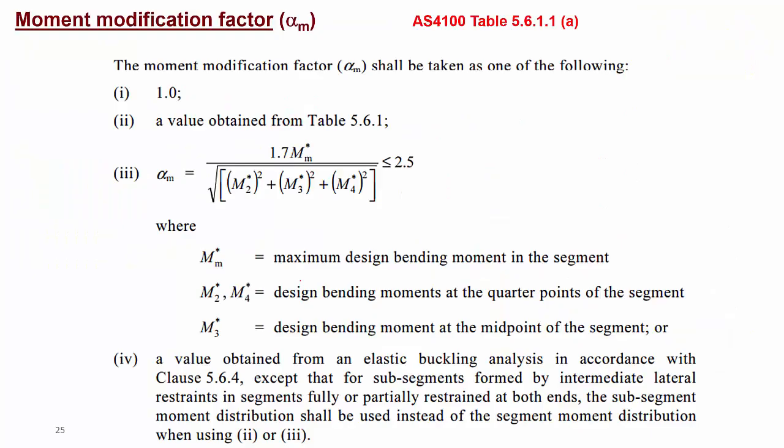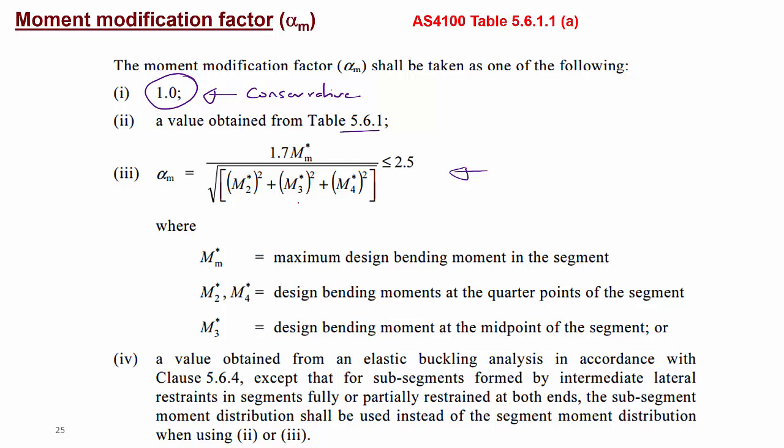Now, as you can see, there are 3 ways to find alpha m. If alpha m is taken as 1, it is the most conservative case, right? So that is the most conservative. We are assuming that the whole section has a uniform moment. That's where alpha m equals 1. It is the worst case scenario. Or alpha m can be found out using this equation, or it can be found out using the table here.